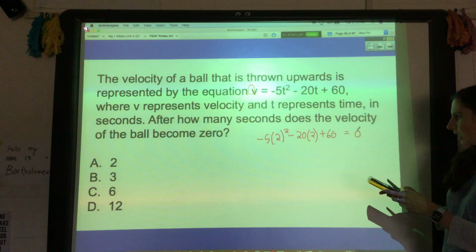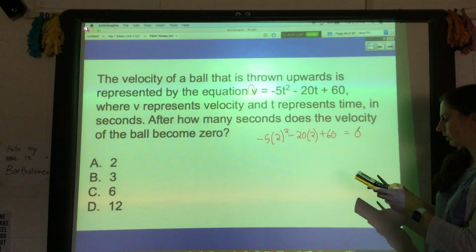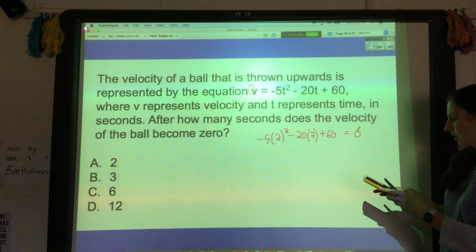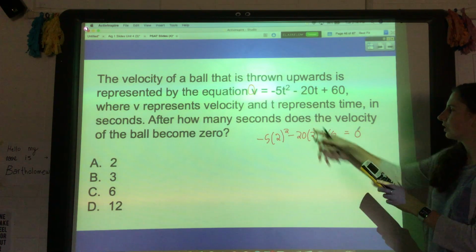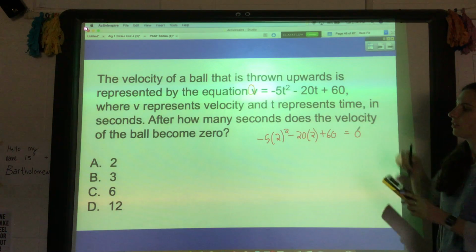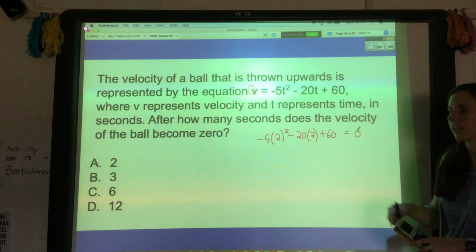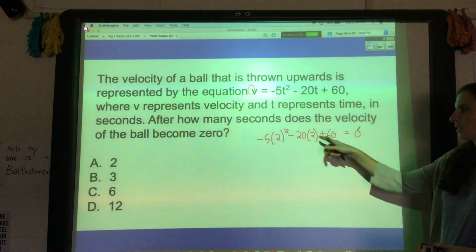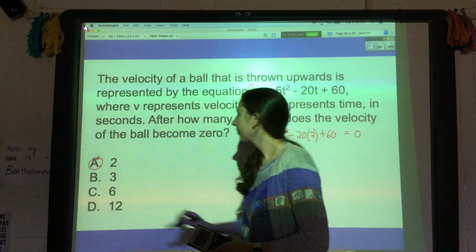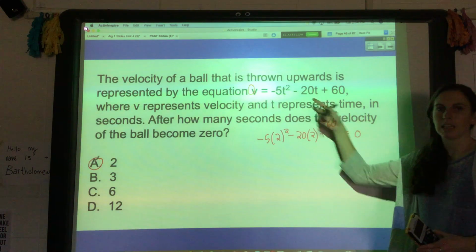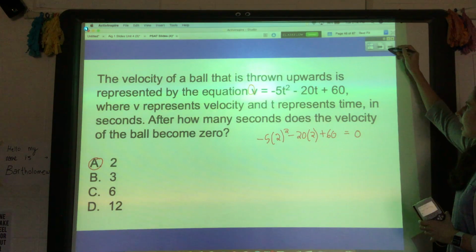If you try some of the others, like I'm trying 12 right now just to see what happens. Yeah, if you put in 12 for t, you end up getting negative 900. So it's definitely not that one, that's too low. So it's after 2 seconds, because when I plugged in 2, I got out 0. And you can solve this. We'll talk in a second about how to do that.